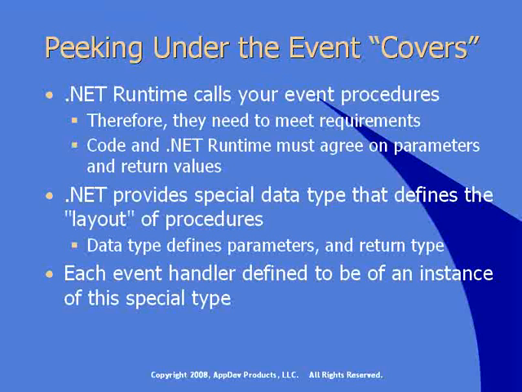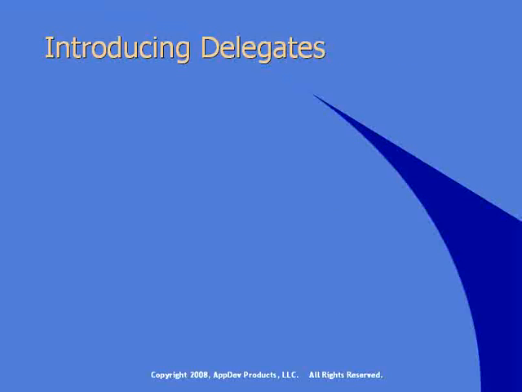For example, the click event handler has to have two parameters. The first one has to be an object. The second one has to be an event args instance. This way, your code matches what the .NET Runtime expects your code to be, so it can just call your procedure as needed. This type is called a delegate.